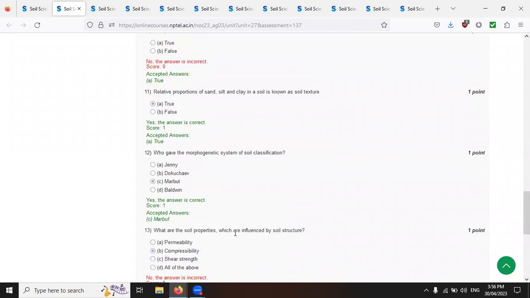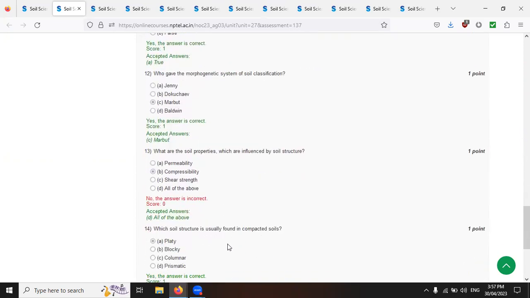What are the soil properties which are influenced by soil structure? Is it permeability, compressibility, the shear strength, or all of them? The answer is all of them. Which soil structure is usually found in compacted soils? Platy, blocky, columnar, or prismatic? The answer is platy.